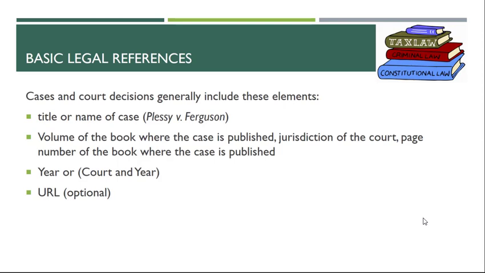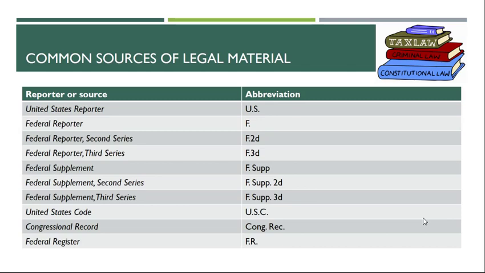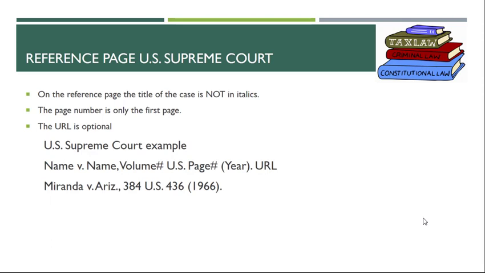Having a URL or web address to the location of the case in a database such as Westlaw or Nexus is optional. Be sure and ask your professor what their preference is regarding URLs. This list shows you the most common sources of legal materials and their abbreviations used in legal references. For example, the United States Reporter is the title of the book in which United States Supreme Court cases are published. Now we are going to review how to format U.S. Supreme Court cases for your reference page.